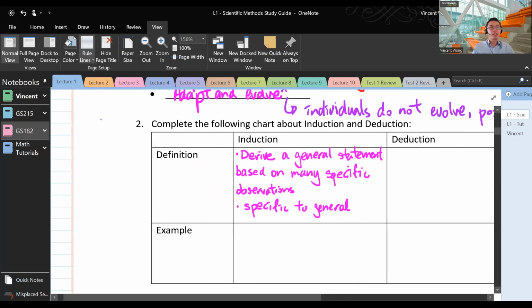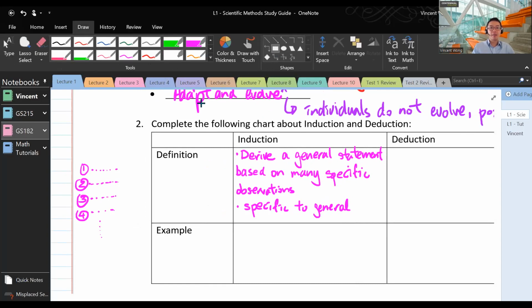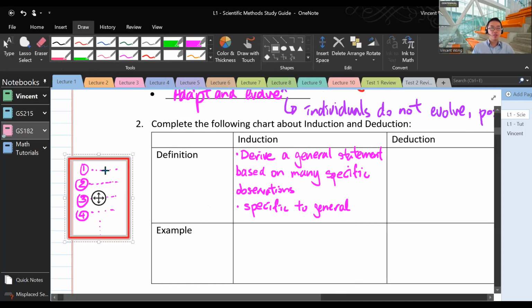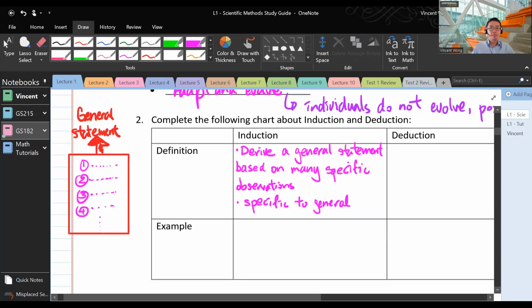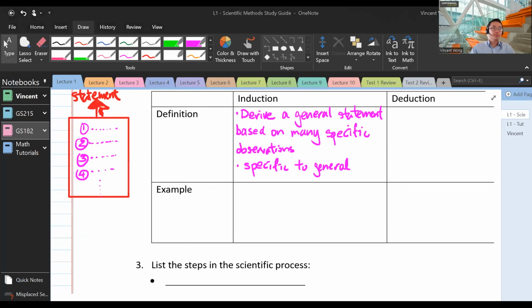If you have to represent this on a diagram, it's like this. We make one observation, we make another observation, and another observation, and another, and we keep on doing it. Then we have a bunch of observations, or a bunch of examples here, and we take all these observations that we made, and then we make a general statement. That is essentially what induction means.